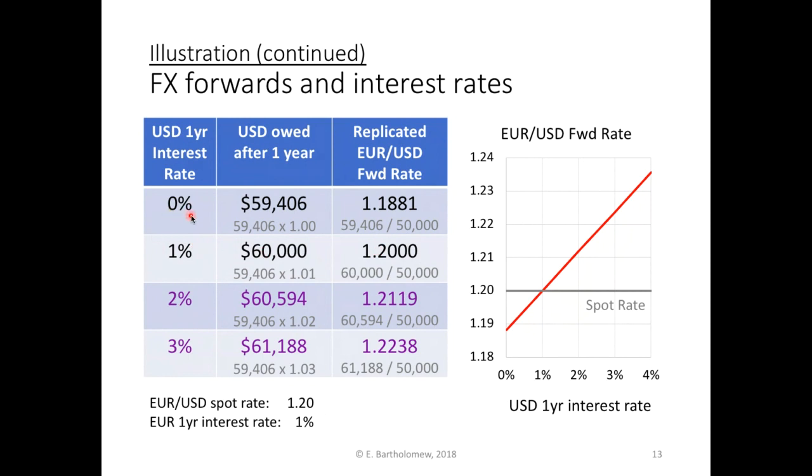And if we look at the other direction, let's say US dollar interest rates were less than 1%, let's just consider 0%. So if it were 0%, their 59,406 borrowing is going to cost them nothing. They'll just pay the principal back. So effectively, they're buying their 50,000 euros for 59,406, which implies this exchange rate, which is less than the current spot rate. So we see here it's less, here it's the same, and then here it's higher.